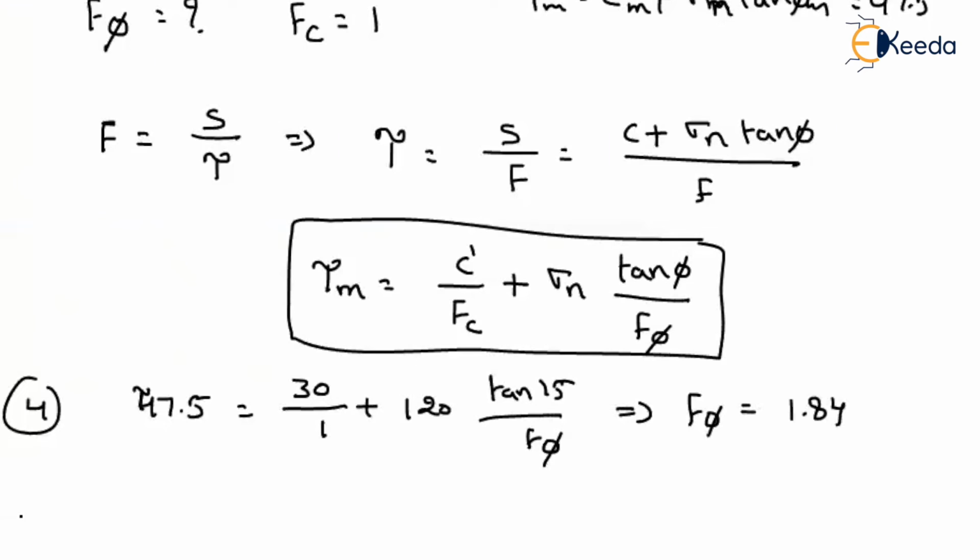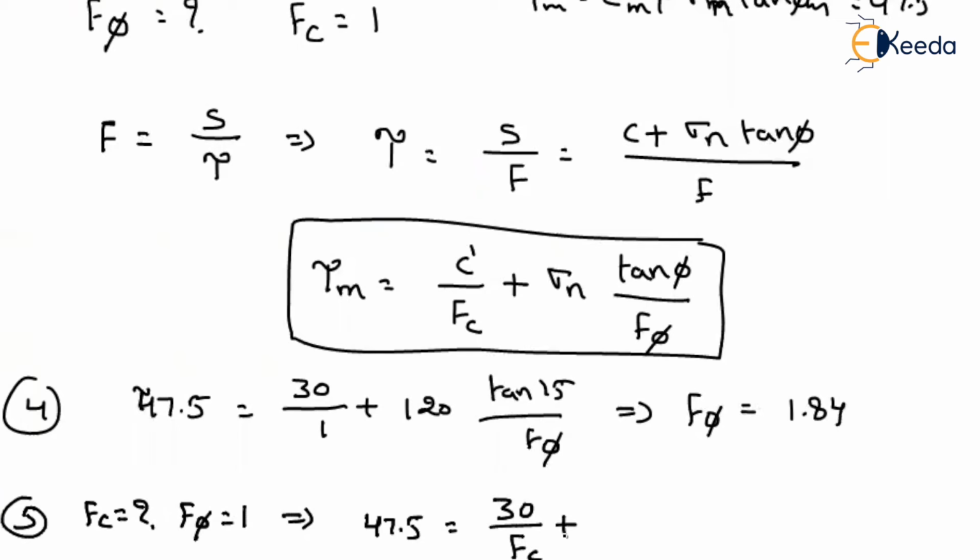Similarly, what is the fifth one? In the fifth one, you have to find the factor of safety with respect to cohesion when the factor of safety with respect to friction is equal to 1. Similarly, 47.5 is equal to 30 divided by the unknown we have to find, plus 120 into tan 15 divided by 1. That implies you will get the factor of safety with respect to cohesion equal to 1.95.